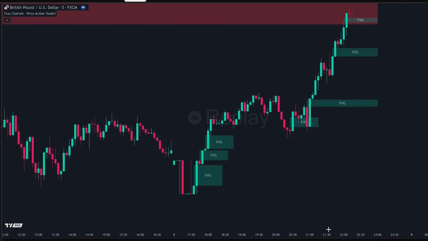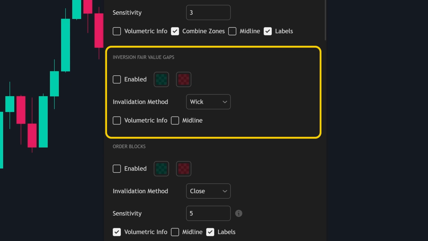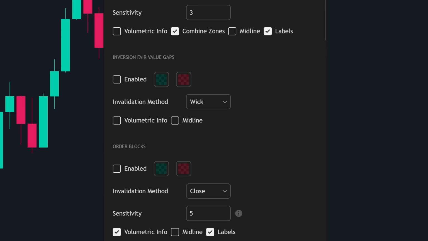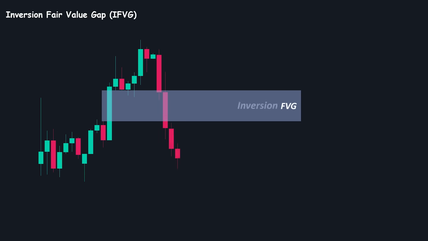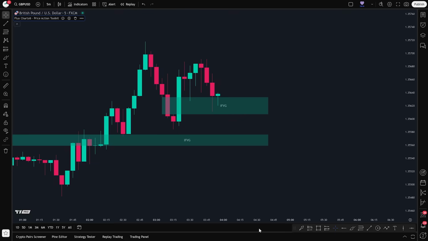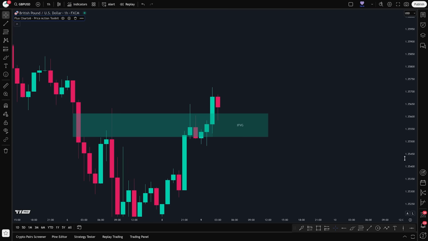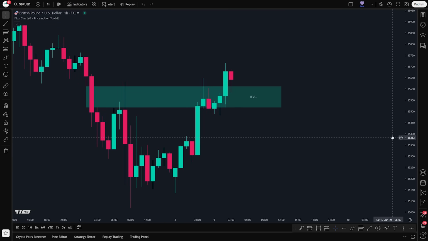Now, let's move on to the next concept. Inversion fair value gaps. If you're wondering what inversion fair value gaps are, an inversion fair value gap is a failed fair value gap that gets completely filled. At that point, the support becomes resistance, and if the price retraces back to this zone, it will act as another key trading area to go short. By enabling the inversion fair value gaps on the chart, we can see that the indicator also does a good job of automatically identifying these key areas. Similarly, when we change the time frame, the latest inversion FVGs are updated and visible on the chart.